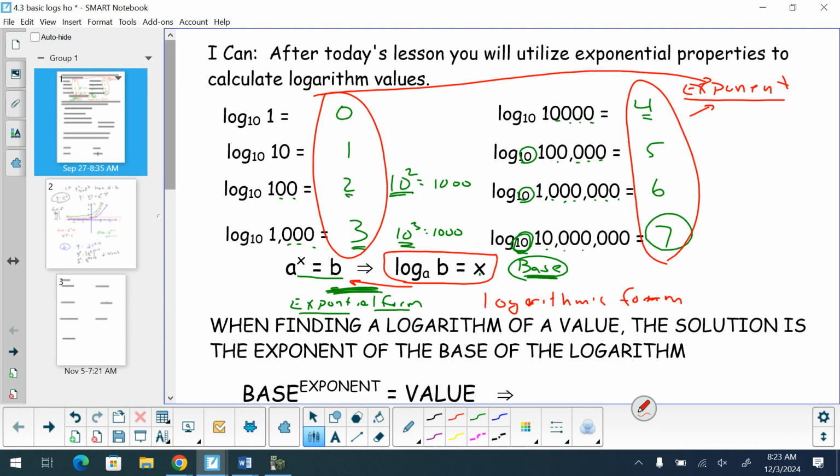What I didn't realize when I was in high school and I'm sitting there playing with the calculator and I hit the log button, I would come up with these decimal values. I had no idea how I came up with those decimal values. What I was finding is an exponent to a base to come up with a value that I took the logarithm of.